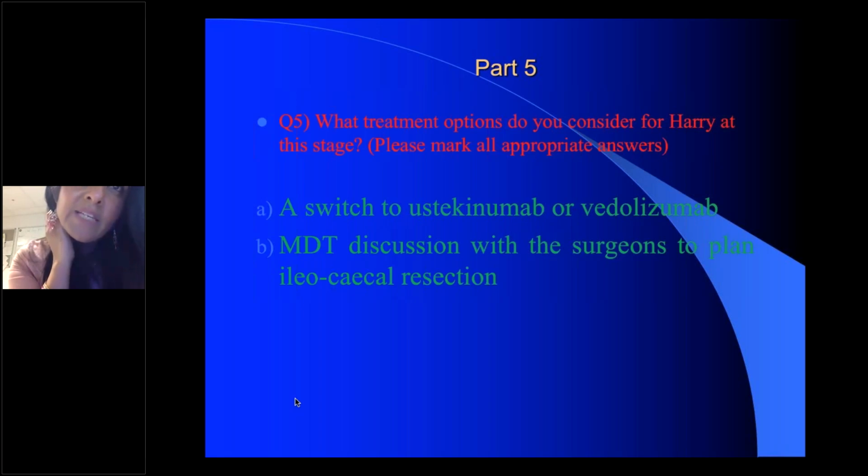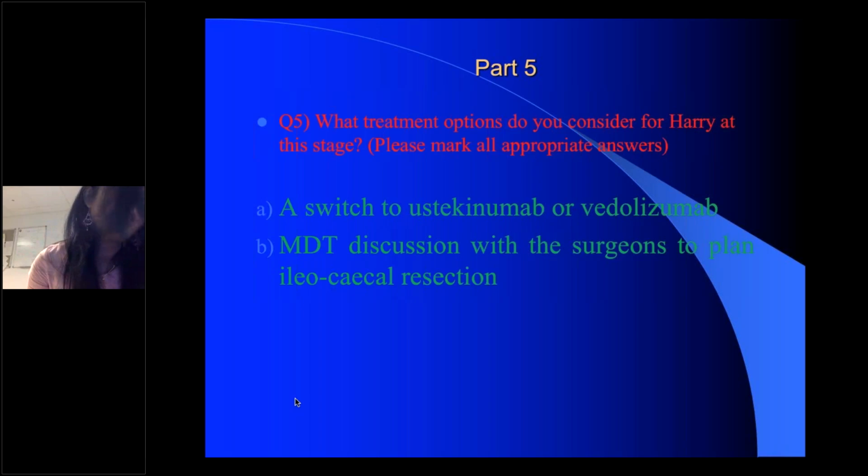So I think an MDT discussion with your surgeons is a good thing because he could just have a limited ileocecal resection and then he could continue with anti-TNF therapy. And this is probably going to be more effective and safer than using a second-line biologic, where I've said the response to a second-line biologic is probably less effective. So I would be more tempted with B, but I don't think A is wrong either. So both to that one. And it just highlights the fact that you should use your surgeons and it's not a last ditch.